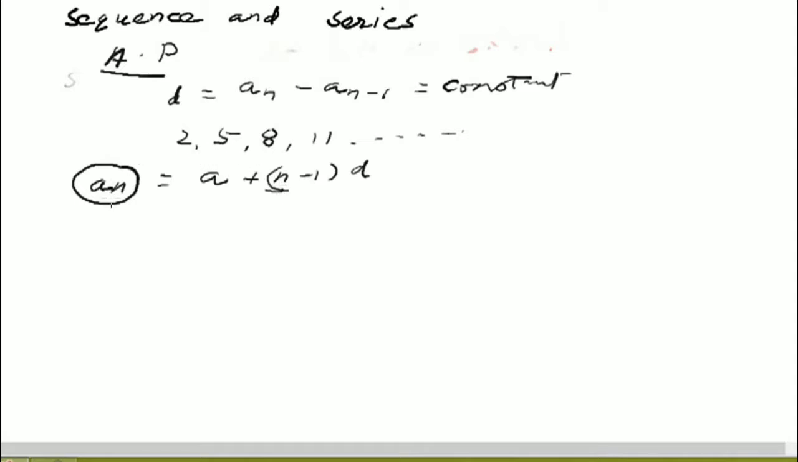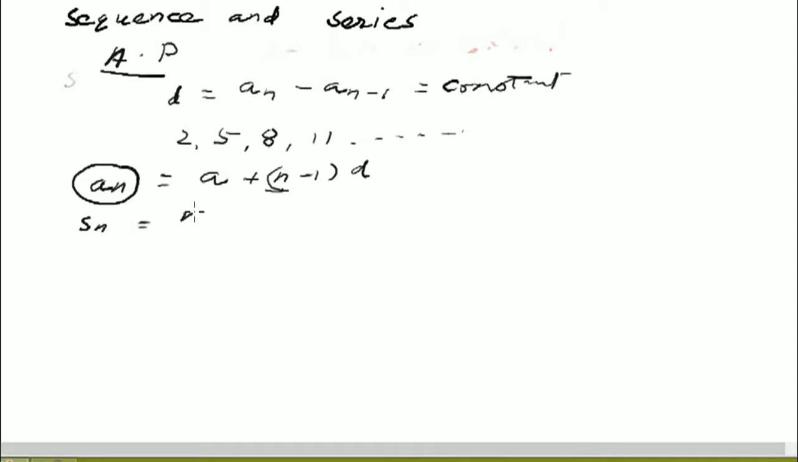So you see 4 variables are here in the equation: an, a, n and d. If anyhow you know 3 variables, you can find the fourth easily. Suppose 2 variables are known, so you need 2 equations in terms of the 2 unknown variables, and you will solve them and get it.